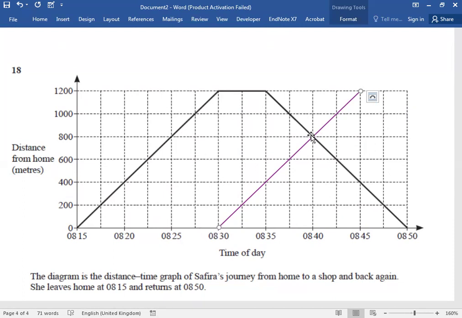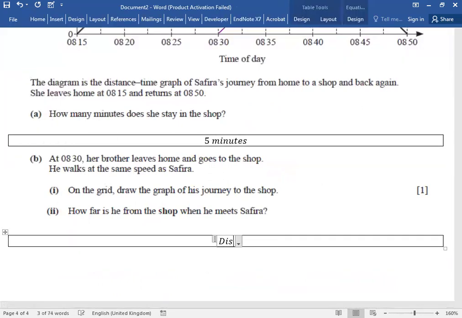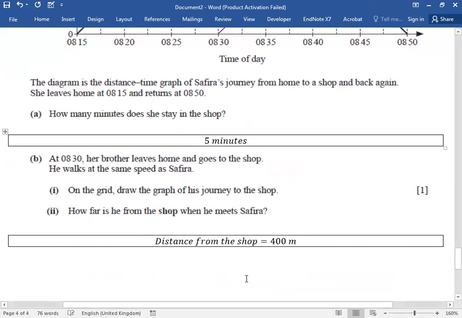How far they are from the shop? 400 meters. Shop का distance तो यहाँ से देखेंगे ना. यहाँ पे shop कितना 1200 meters. So they are 400 meters from the shop. Kindly read the question carefully. So the distance from the shop is 400 meters. Okay.